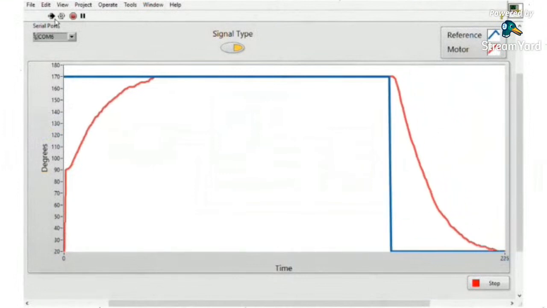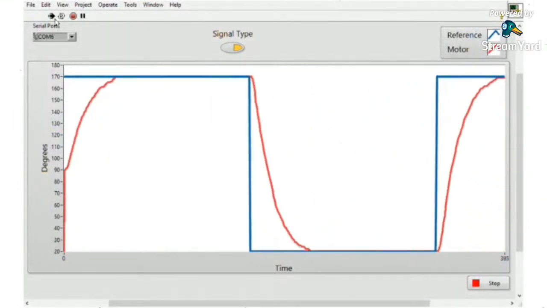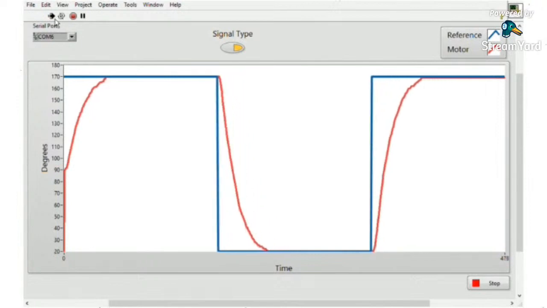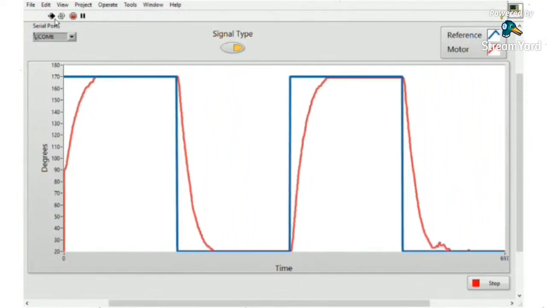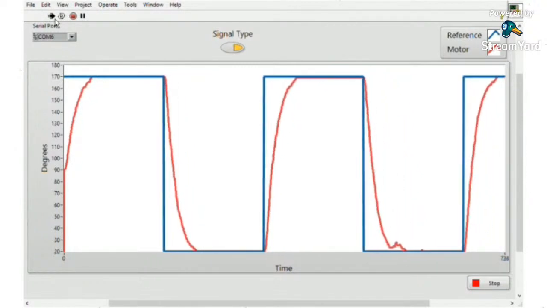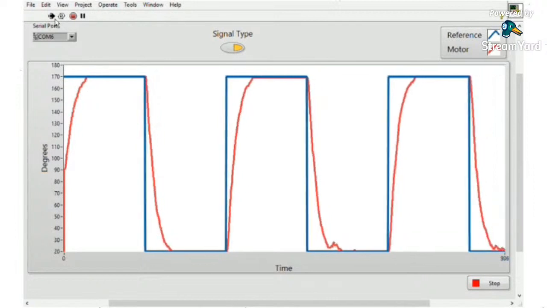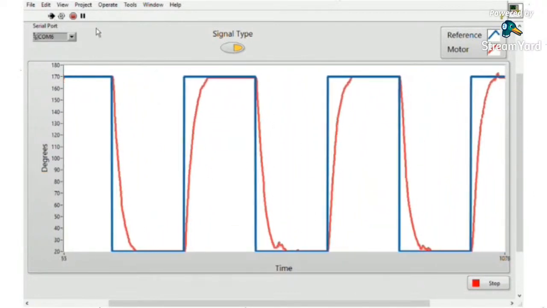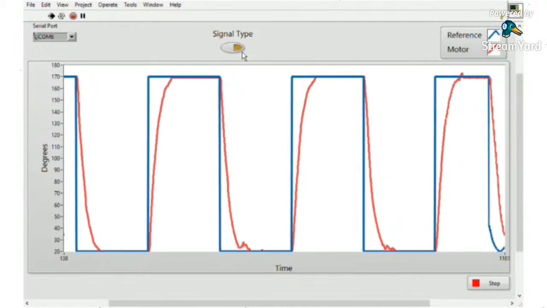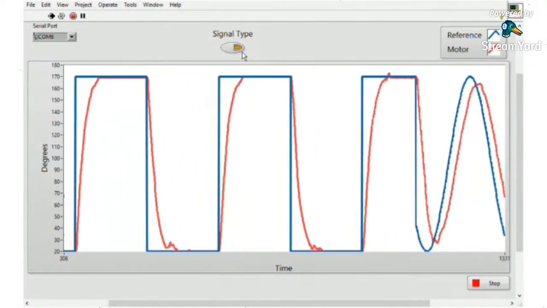Up next, a demonstration of the proposed implementation. With this visual instrument, it's possible to visualize in real time the performance of the control. The blue line represents the reference signal that is being sent to the MCU. The red line is the angular position of the motor. Right now, the motor is following a square signal, but it's possible to generate a sinusoidal signal.